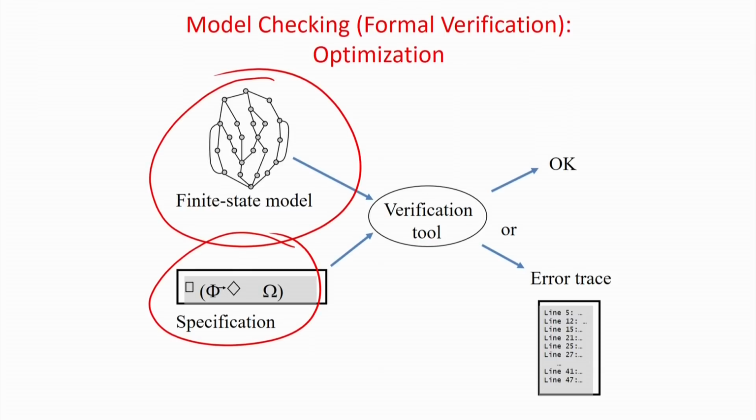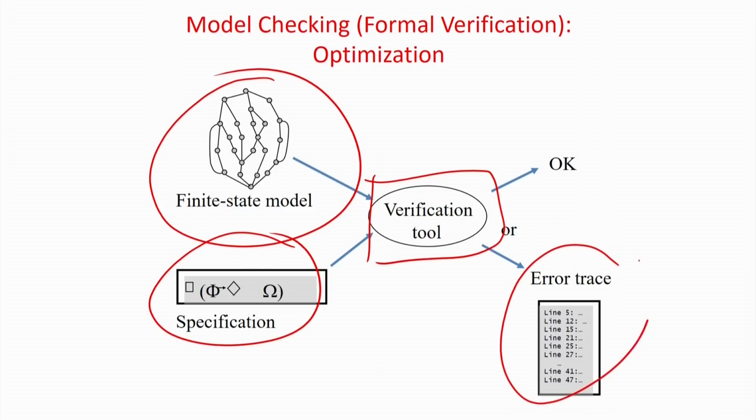So whatever circuit you have designed has to be first represented using a formal model, like a finite state machine, and there will be some specification, that is, what you wanted to design, that also has to be written in terms of some CTL or LTL formula, a mathematical formula. Then there is a verification tool which will tell you whether your model matches the specification, or if not, it will give you an error trace or a counterexample so that you can go and debug it.